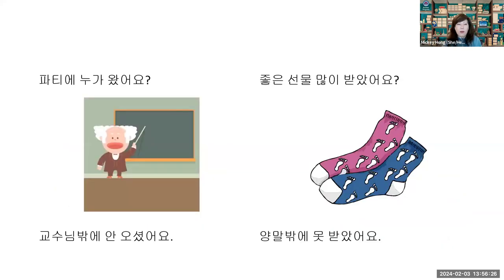파티에 누가 왔어요? Who was at the party? 교수님밖에 안 오셨어요. Non-quantity, except for the professor, no one else came to the party. 좋은 선물 많이 받았어요? Did you get a lot of nice presents? 양말밖에 못 받았어요. All I got was socks.